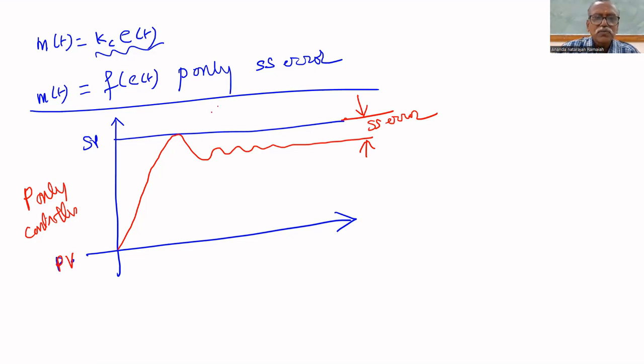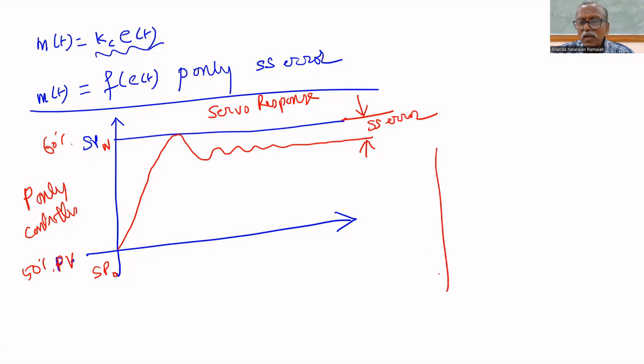What is servo response? Servo response means we are changing the set point. This is set point old. This is set point new. Now I change the set point from 50% to 60%. Earlier it was 50%. Now it is 60%. So the controller tried to change from 50 to 60, but there will be a steady state error, because the proportional controller output is a function of error. That's why it's not possible to remove steady state error.